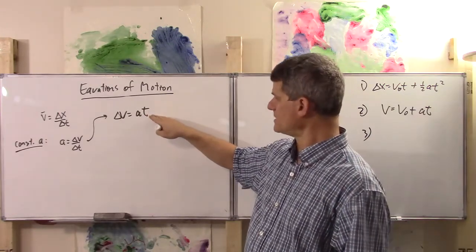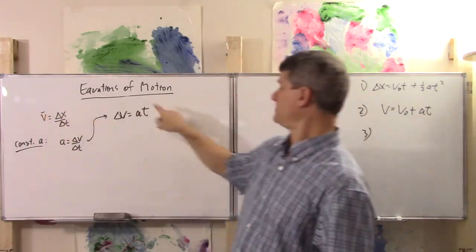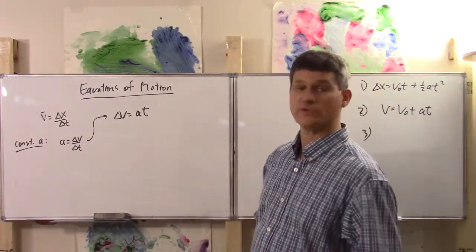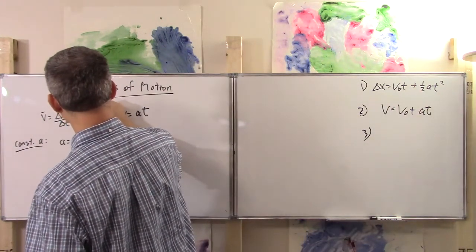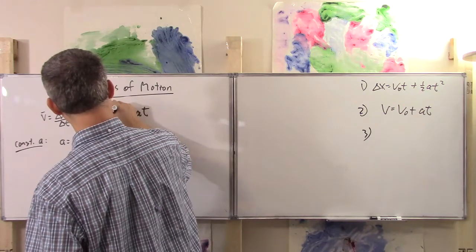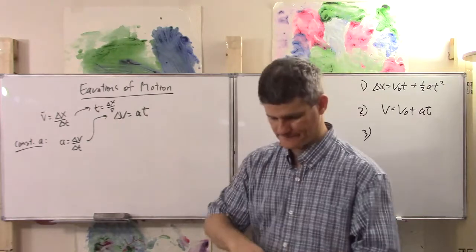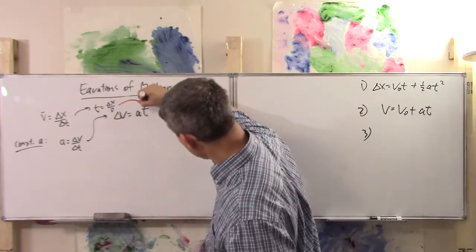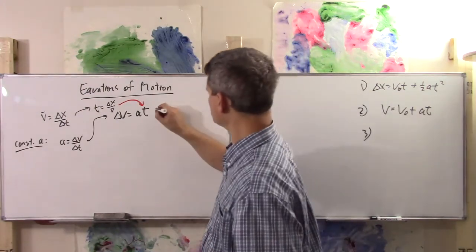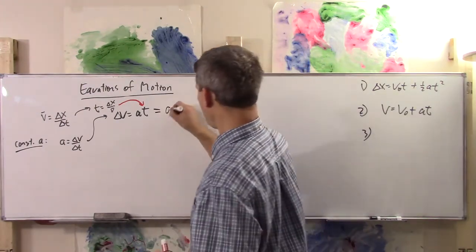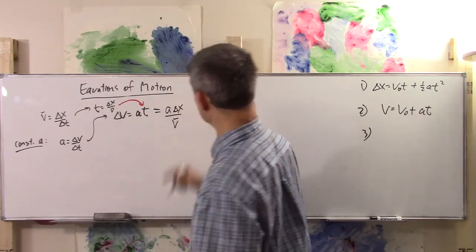So how do we get rid of t? Well, we can use the t here in this expression. We can solve this expression for t and plug it in there, and then that'll get rid of t. So this one is t equals delta x over v average. So if I plug that in for t, it's going to look like this. a, and t is delta x over v average.